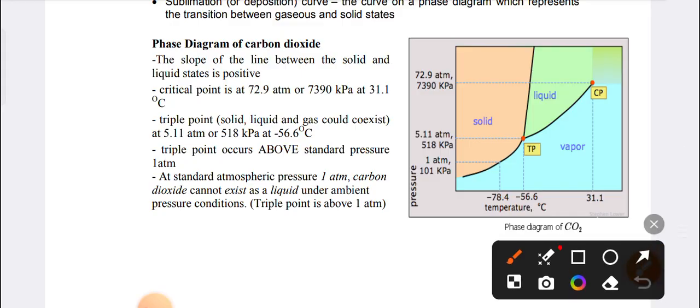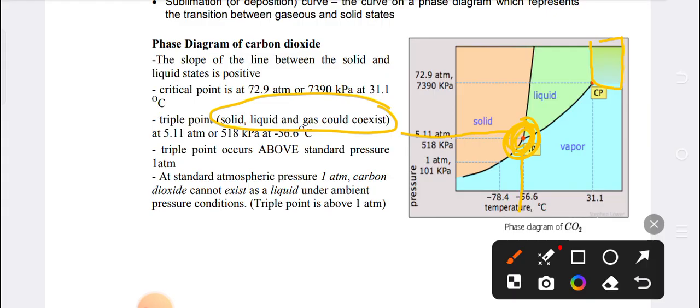So, yung sinasabi ko sa inyo kanina, the region above the critical point is the supercritical region. Okay, dyan makikita yung supercritical fluids. Now, the triple point of carbon dioxide, wherein the solid, liquid, and gas could coexist, is at 5.11 atmosphere and negative 56.6 degrees Celsius. So, way beyond the freezing point of water, no? Dapat super lamig na to para ma-meet niya ang kanyang triple point.